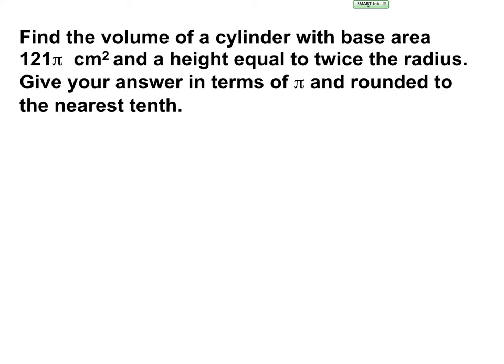If you're stuck, start by writing down the area formula for just a circle. The base is a circle. And that area of the circle is 121 pi. That's your radius.